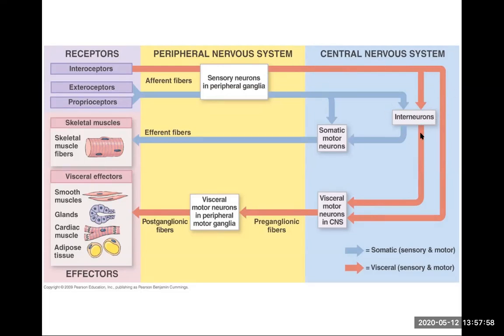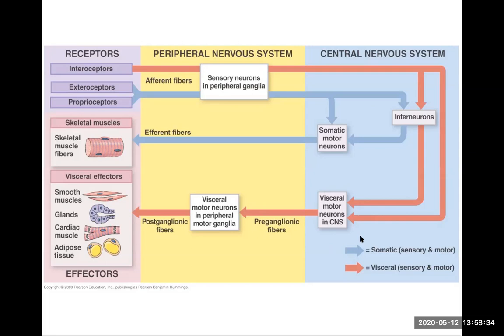where it will synapse with an interneuron. This is another neuron. Remember, it's multipolar. And then that interneuron, there may be one as shown here, there may be many. That depends where this information is going. But ultimately, from the central nervous system, there will be a synapse with the first of those two neurons that we identified as being part of the visceral motor portion.